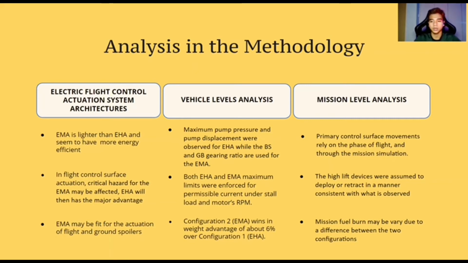Mission level analysis, that is the last point in the methodology. Primary control surface movements rely on the phase of flight and through the mission simulation. Next, the high lift devices were assumed to deploy and or retract in a manner consistent with what is observed. Lastly, mission fuel burn may be varied due to a difference between the two configurations. So that's all for me.